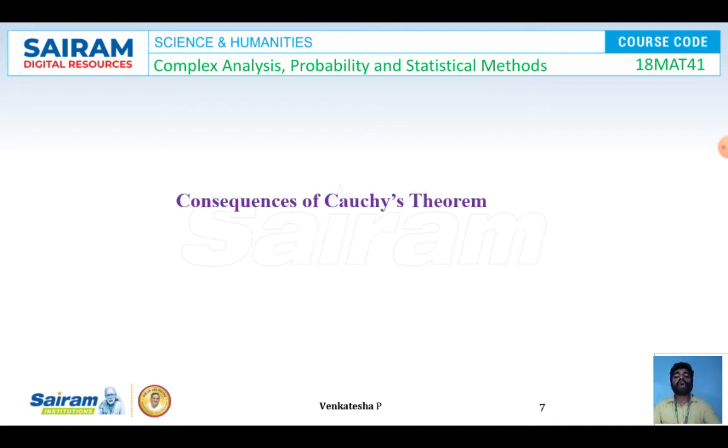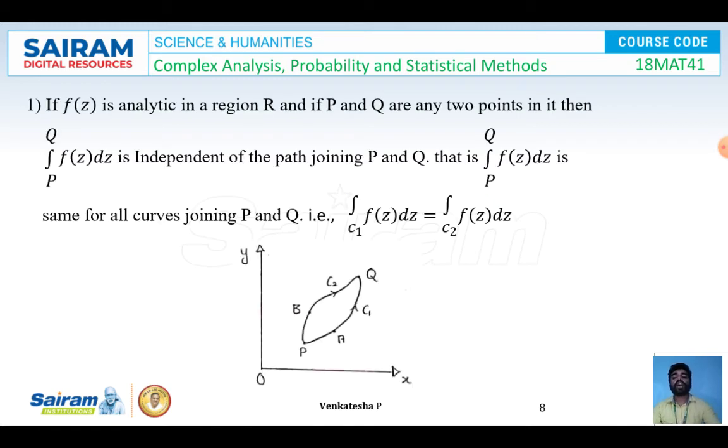Next is consequences of Cauchy's theorem. The first consequence of Cauchy's theorem is, if f(z) is analytic in a region R and if P and Q are any two points in the same plane and the same region R, then the integral between the points P to Q of f(z) dz is independent of the path joining P and Q.